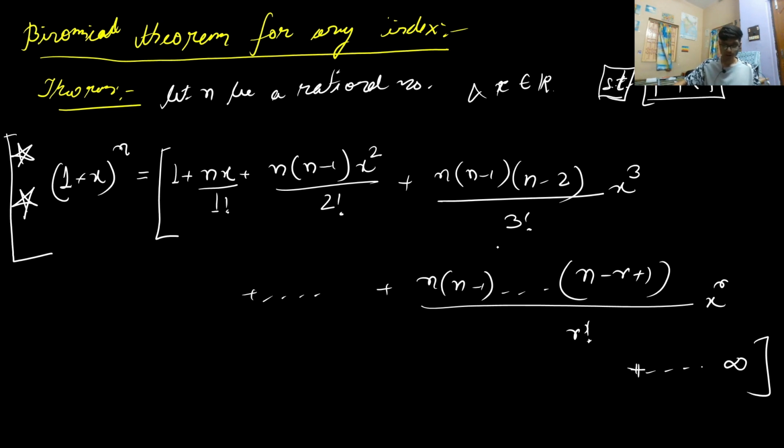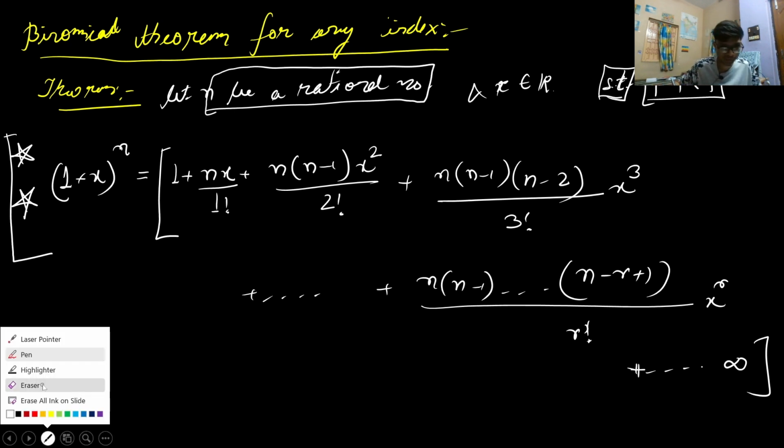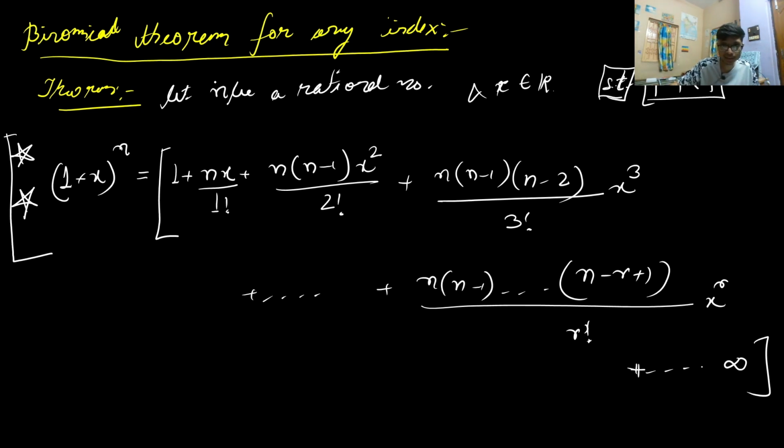So the condition that modulus of x is less than 1 is unnecessary if n is a whole number, as we have already studied, while the same condition is necessary if n is a rational number. We know that the whole numbers are a subset of rational numbers. So if n is a rational number, then this condition is necessary; otherwise, if n is a whole number, then the condition of modulus of x less than 1 is not necessary. This is the very first remark that you must remember.